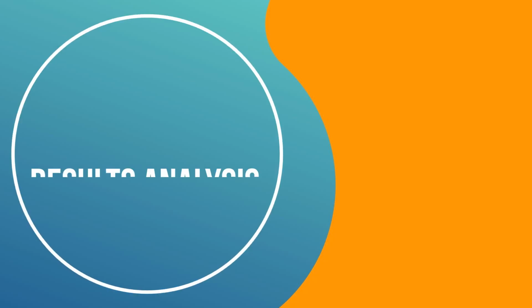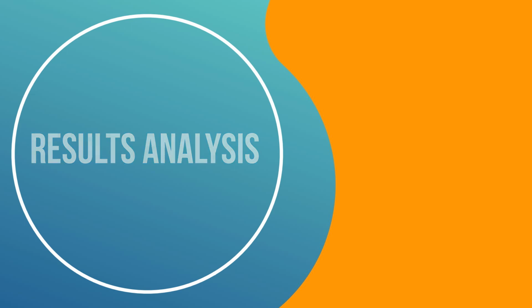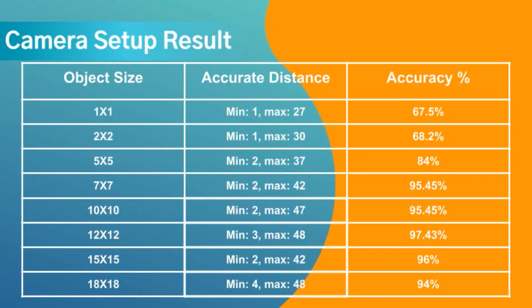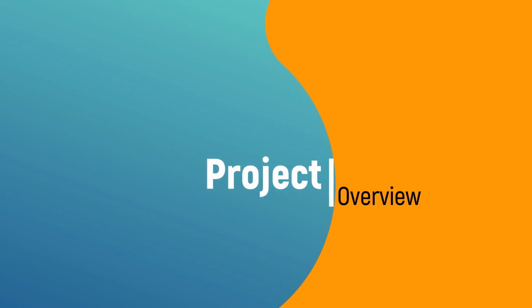Now let's see our camera setup result. We used different sizes of objects to fix our camera setup. Here we clearly see that the bigger the object we use, the more the accuracy level increases. So for our final model, we have fixed the minimum distance at about 5 cm and the maximum distance at about 50 cm. After finalizing our camera setup, we moved on to build our project model. Let's see how our project model works.